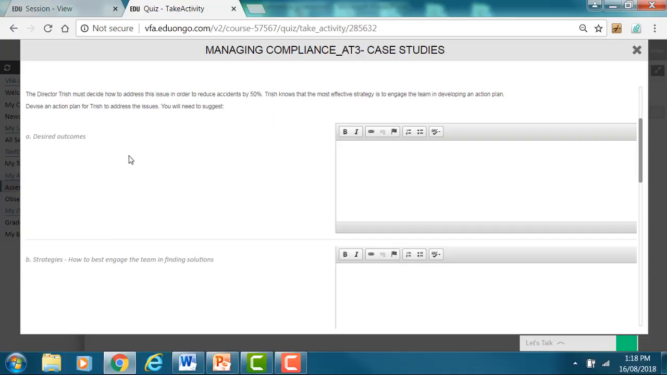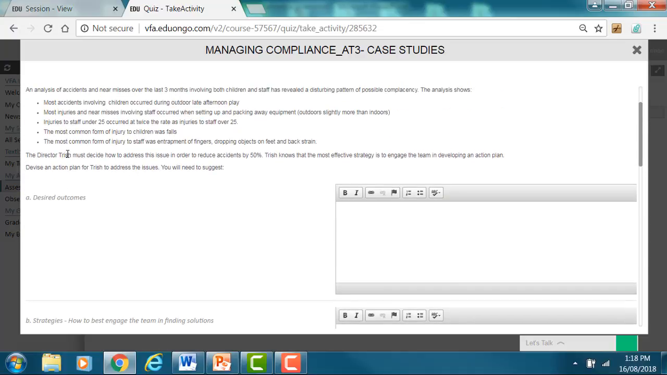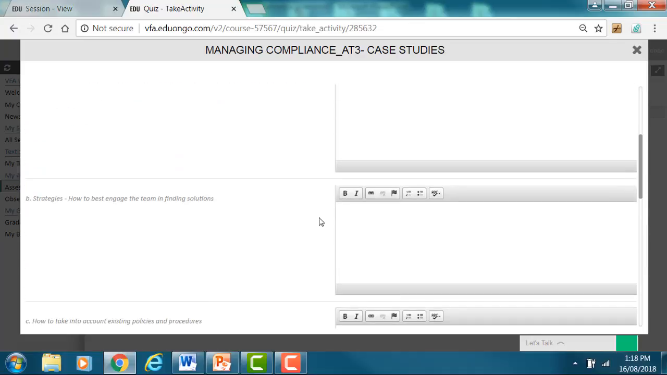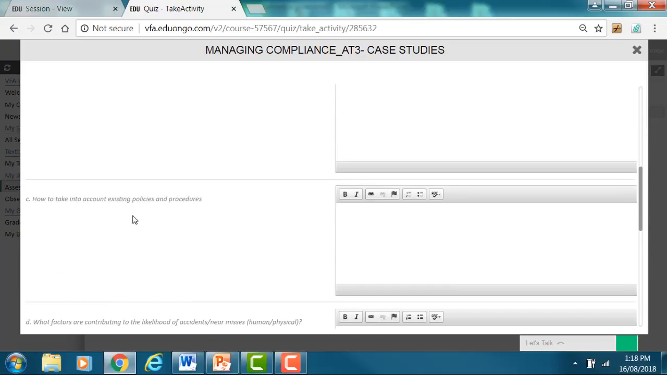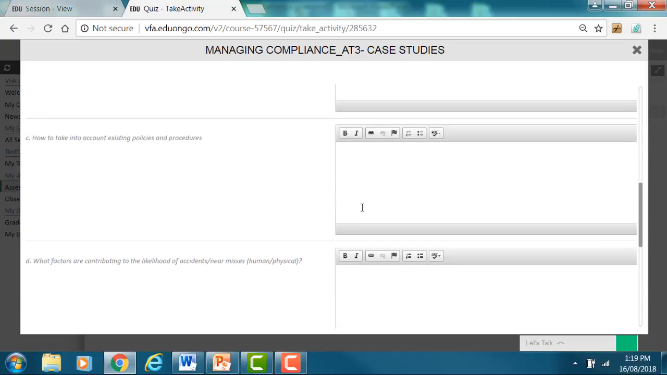Desired outcomes. You've got to think of yourself as being Trish. So what are the desired outcomes for Trish? Describe them in there. What strategies might you undertake, or might Trish undertake, to best find a solution? How could you undertake existing policies and procedures? So how would you need to reflect on existing policies and procedures before you would move forward with what you would do as a director to manage the situation?